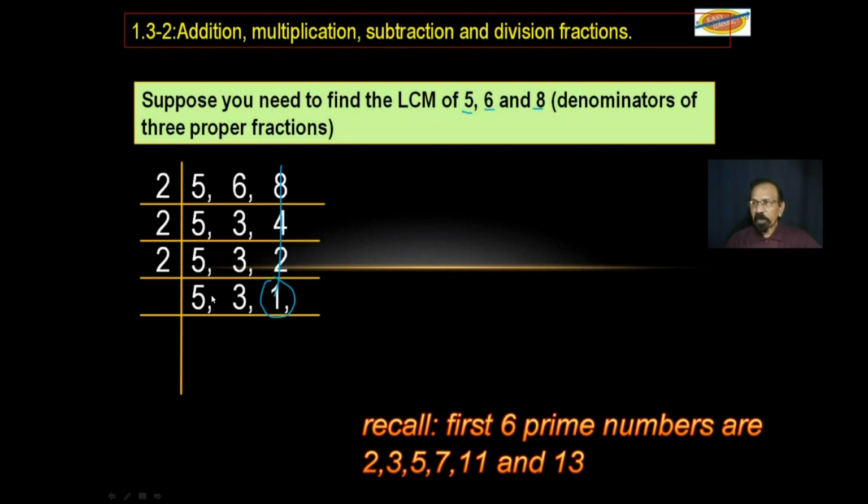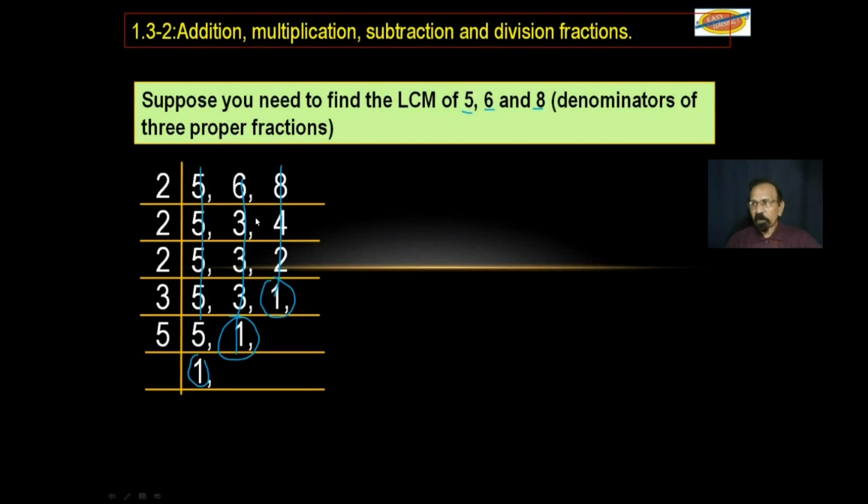3. Can 3 divide anything here? Yes. So 3 into 5 can't go, but 3 into 3 is 1. So now we will ignore that once we get this 1 here. And so we only have 5, so we try 5 into 5, 1. And so we ignore everything on the right here, and we multiply these divisors.